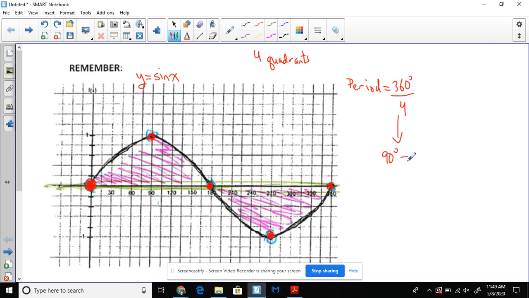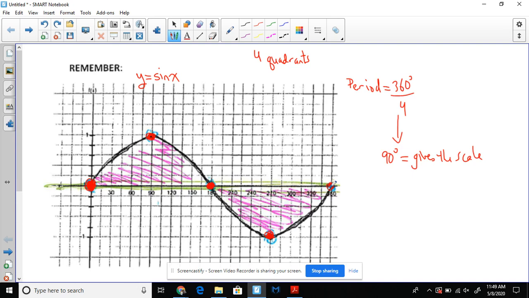So this actually gives the scale for where my key points are going to be. Where are my key points going to be? Every 90. So 0 plus 90, max. Then another 90 takes me to 180, I'm at my x-axis. Another 90 at 270, I'm at the lowest point. And then another 90, I'm at 360. This will help us when we have to graph ones where the period is no longer 360.